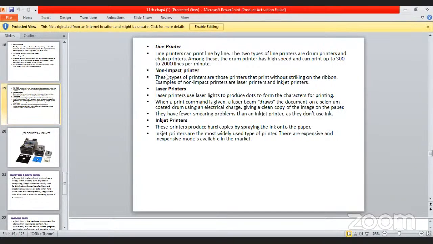They have fewer refilling problems than the inkjet printer as they don't use ink. Inkjet printer, what is it? An inkjet printer produces hard copies by spraying ink onto paper.